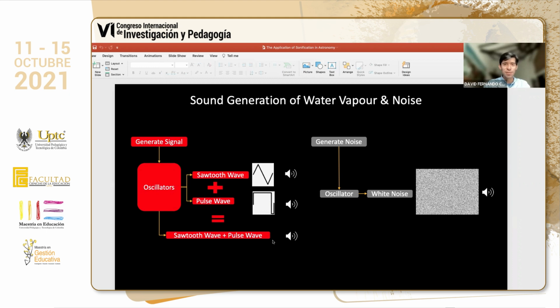So I'm going to play that example now. And then, I'm sorry, that was the white noise. I was playing white noise. I'm going to go to the sawtooth wave now. Okay.